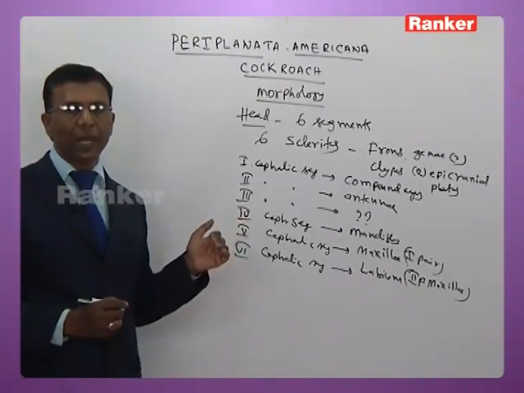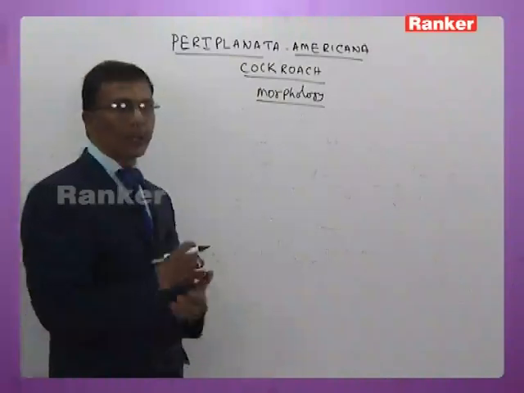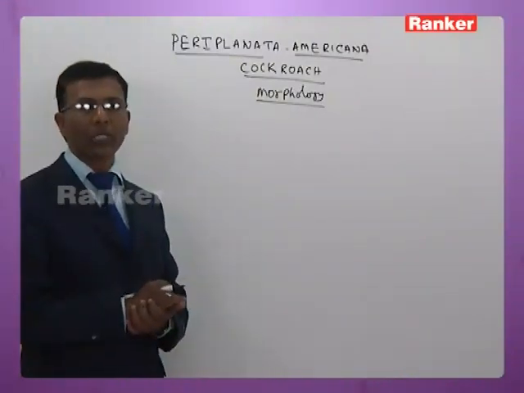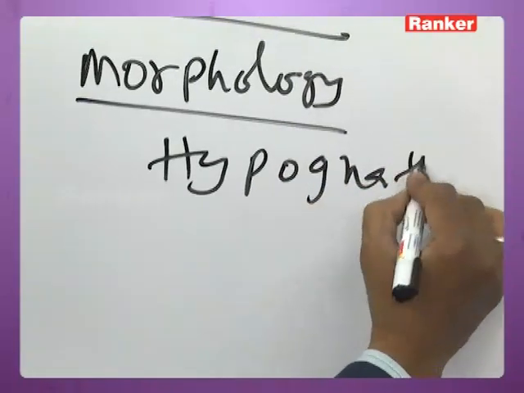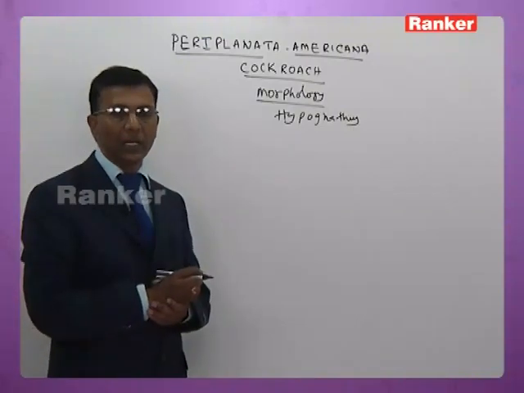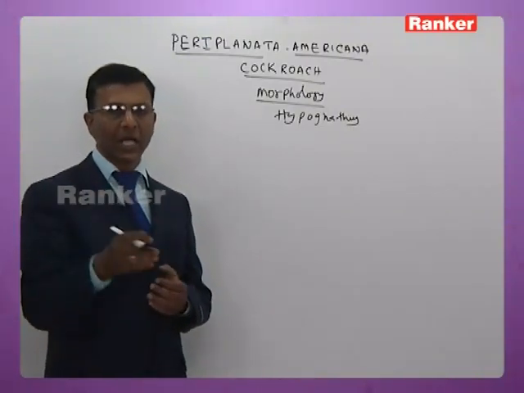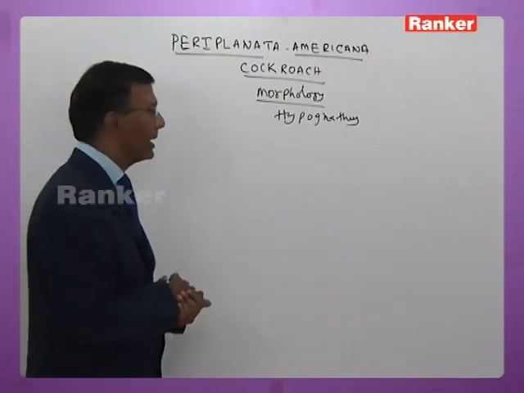Apart from forming the head, those 6 cephalic segments give rise to all these appendages. The mode of arrangement of the head in cockroach is called hypognathous, because the head is at right angles to the body. As a result, the jaws are on the lower side. That's why it is called the hypognathous arrangement.